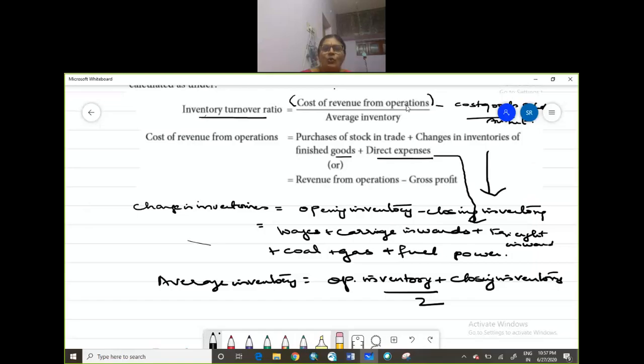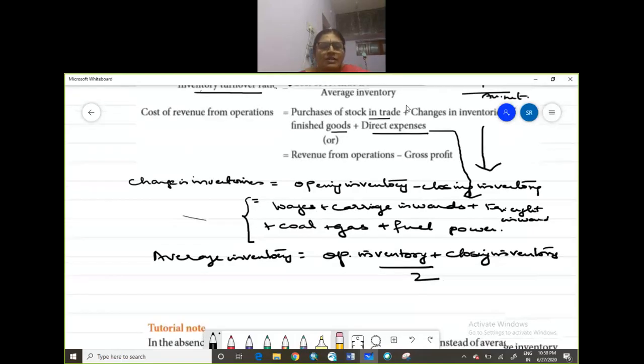So I explained to you how to calculate cost of revenue from operations. Cost of revenue from operations is nothing but purchase of stock in trade, whatever purchases you are doing, then change in inventories, which is opening inventory minus closing inventory. And direct expenses are all the expenses incurred in the factory or the plant, those incurred in converting the raw materials into finished goods. Average inventory is opening inventory plus closing inventory divided by 2. Now let us go to the first problem.